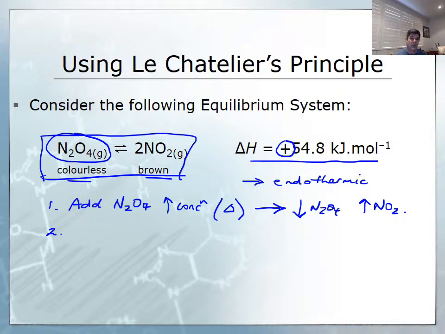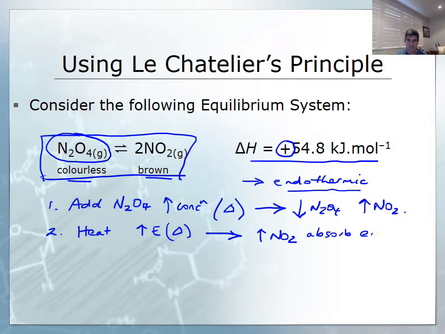What's another thing we could do? We could heat the system. If we heat the system, we increase the energy. If we increase the energy, then there is more energy in the system, and the system will shift in such a way. This is the change. How will the system shift to counteract that? Well, if it is an endothermic reaction, that means that it'll absorb heat to produce more of the, in this case, product. So again, the system will shift to the right, and we will have an increase in the concentration of NO2, which will absorb that extra energy.